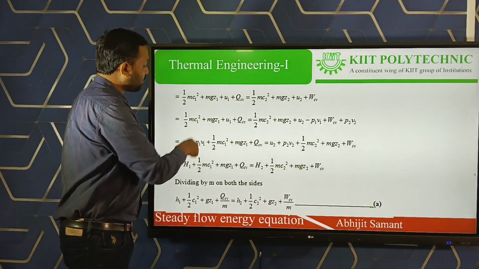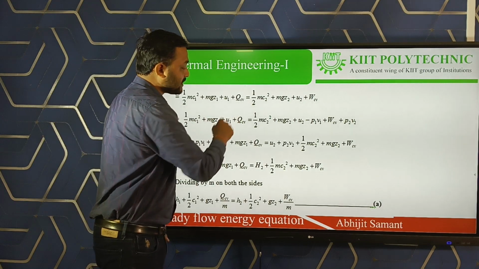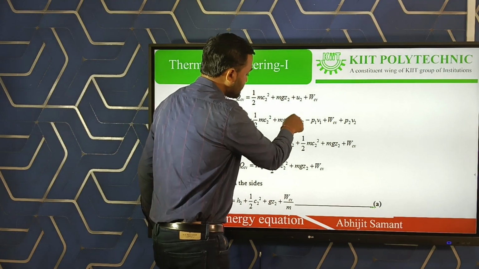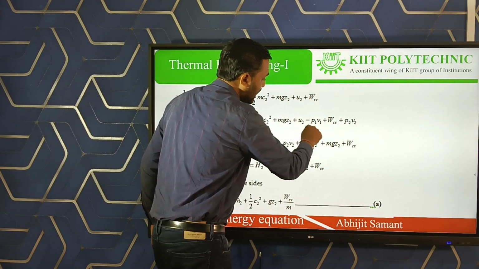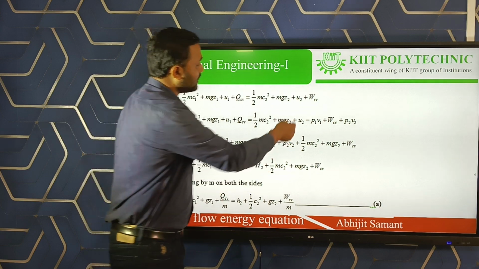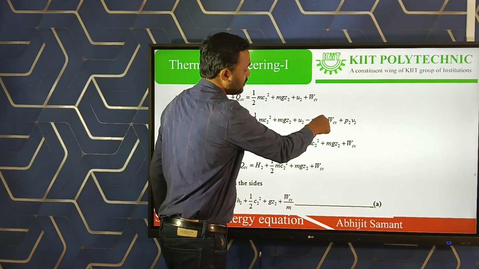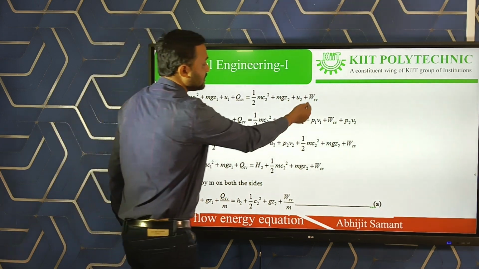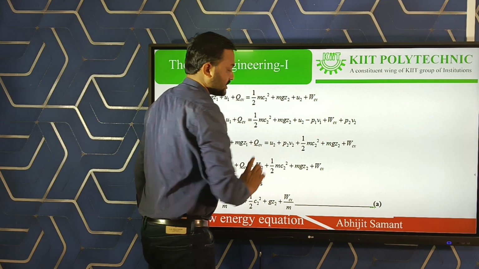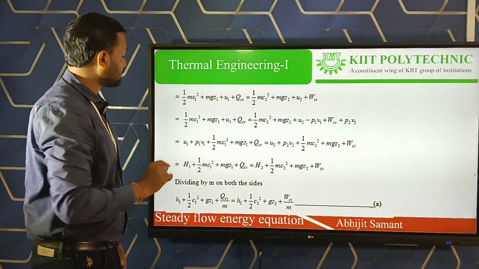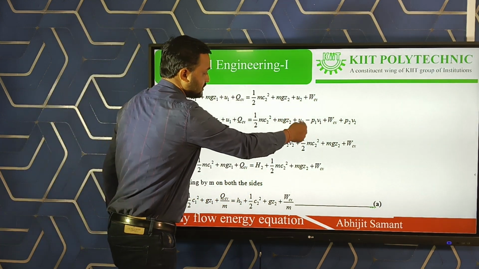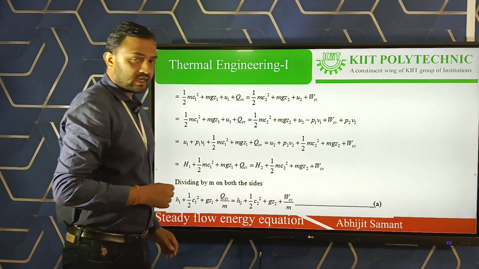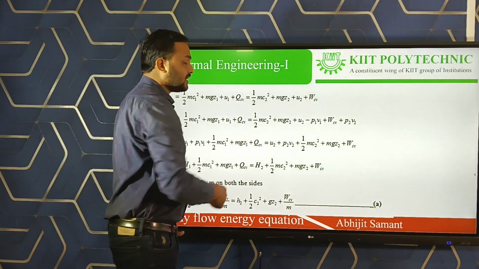So half m C1 square plus mg Z1 plus U1 plus QCV is equal to half m C2 square plus mg Z2 plus U2 plus WCV. In the previous slide we have seen that work done is equal to minus P1 V1 plus WCV plus P2 V2. So in WCV we put this expression, and by rearranging the terms, we keep one term on the left side and two terms on the right side.